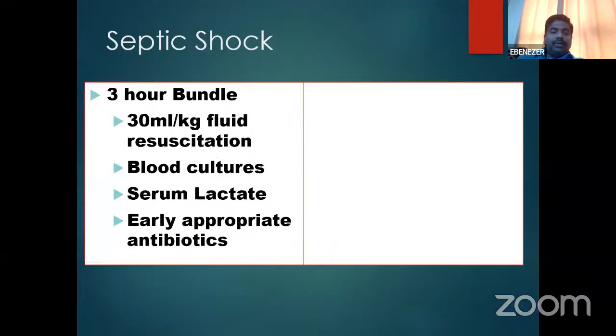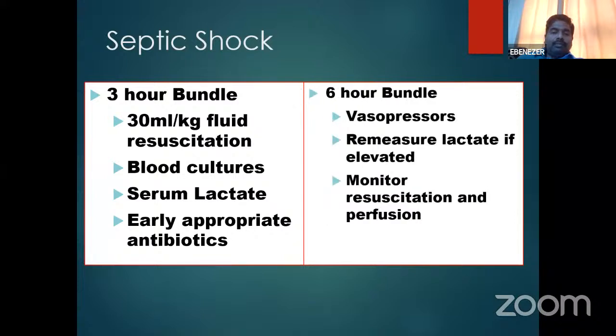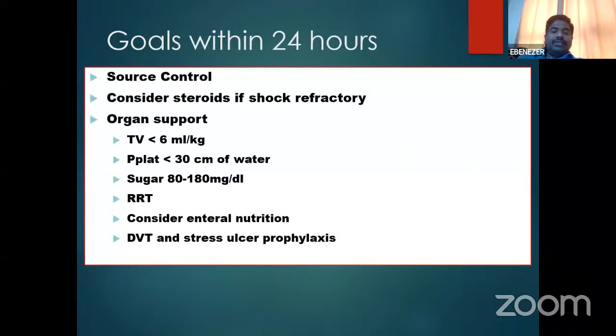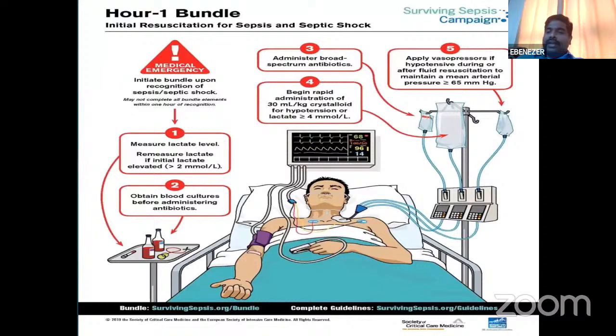So these are the bundles. You can go through the bundles, very important. 6-hour bundle, 3-hour bundle, all of these are there. And source control is very important. So whatever you do, source control is very important. If there is a perforated peritonitis, you have to control the source. Then only your antibiotics, your fluid resuscitation, everything will help you. Otherwise, nothing is going to happen.